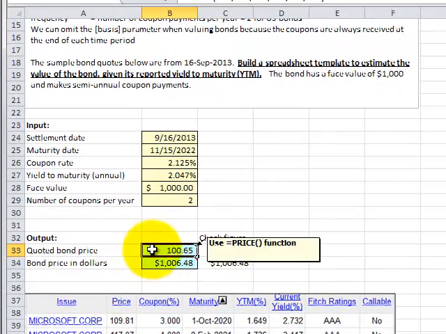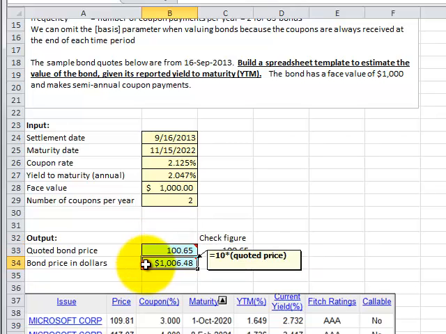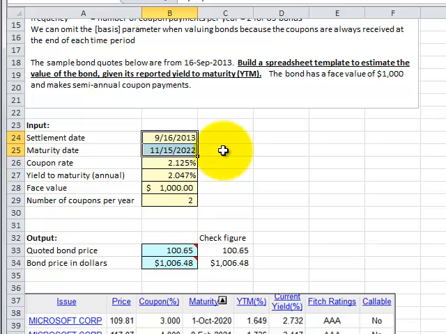And Excel tells us that the bond is selling for 100.65% of its face value. To convert that to a dollar value, we'll simply multiply by 10. 100.65% of 1,000 is 1006.48. That's task number 3, finding the price of a bond given its yield and calendar dates rather than number of years to maturity. Let's have a look at task number 4.